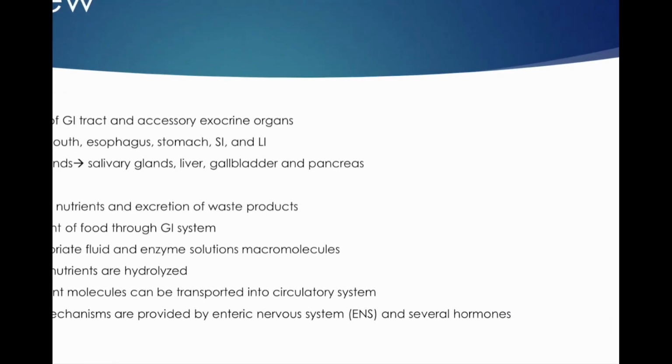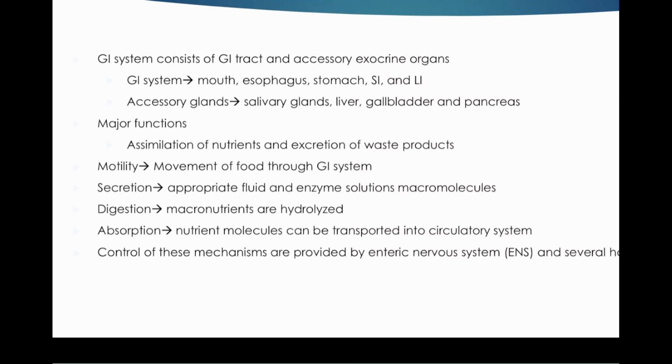There are some major functions that the GI system is responsible for. The reason why we talk about it this way is because when it comes to GI disorders, it's going to fall under these categories. So the first major function for the GI system, motility. Movement of food through the GI system. If the movement goes too slow, what do you get at the end there? Constipation, it's going too slow. If it goes too fast, diarrhea. So you see how you have motility issues.